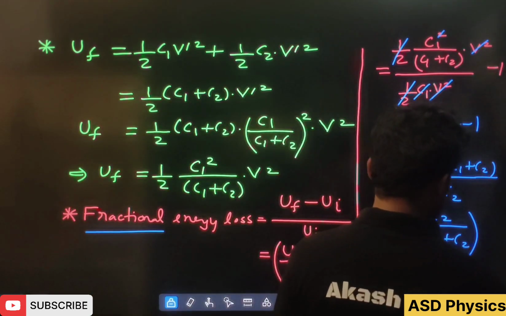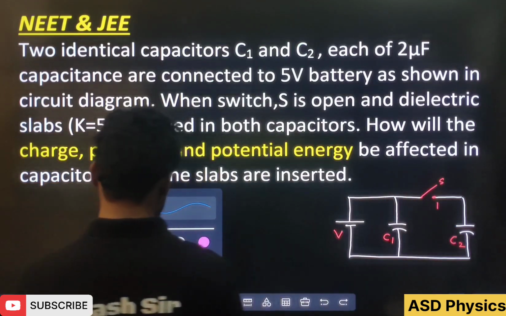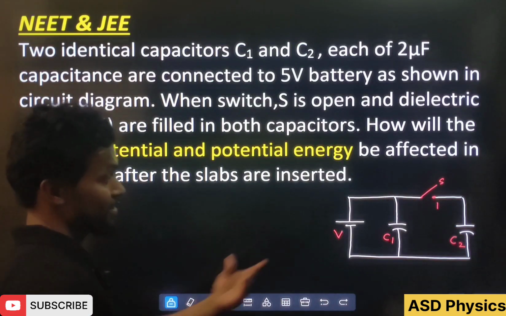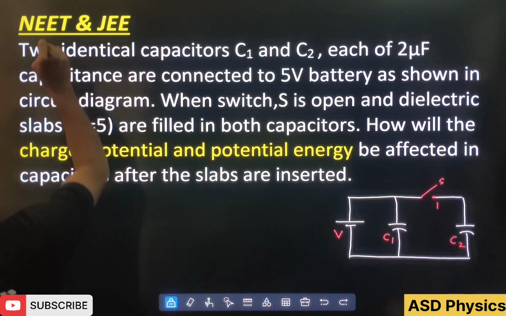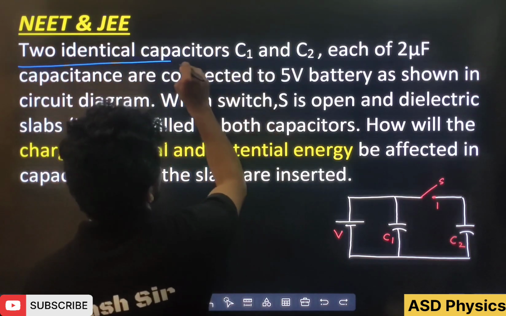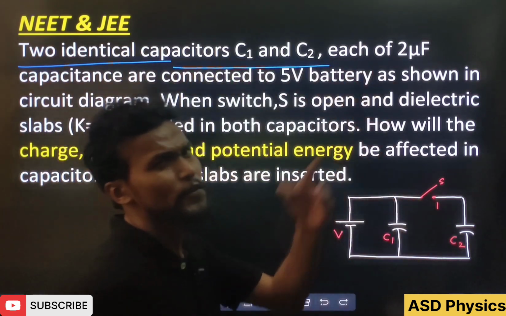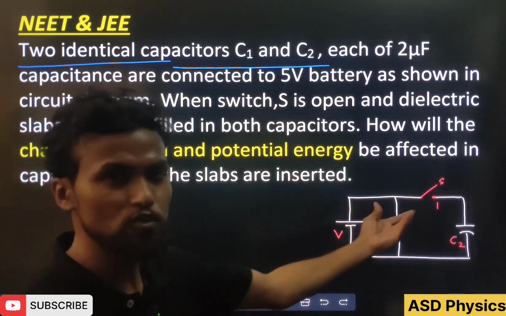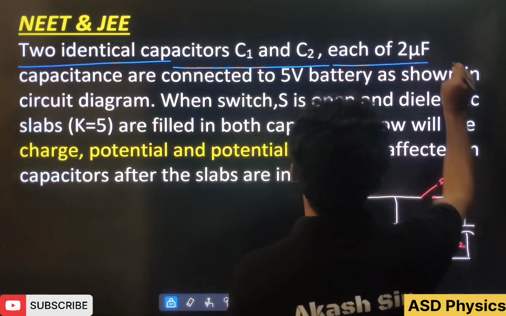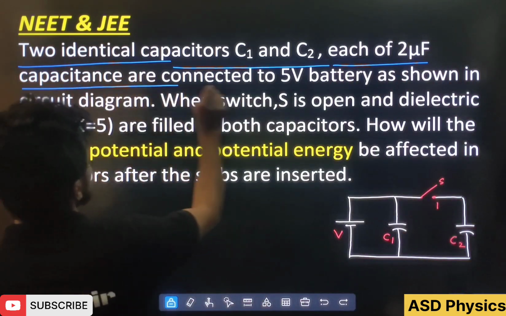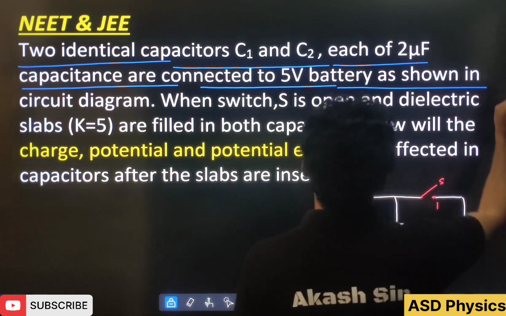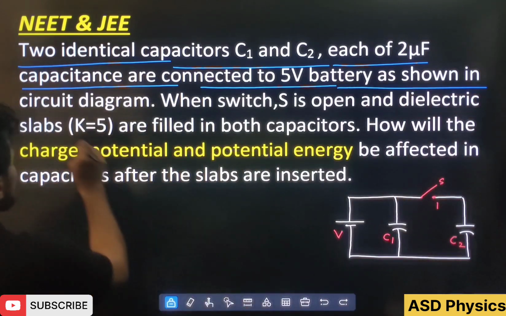Now we are going to move to the next question. This question also comes regularly, and it is a little bit different. See, two identical capacitors C1 and C2. According to the question they are identical, but C1 and C2 can have any values.